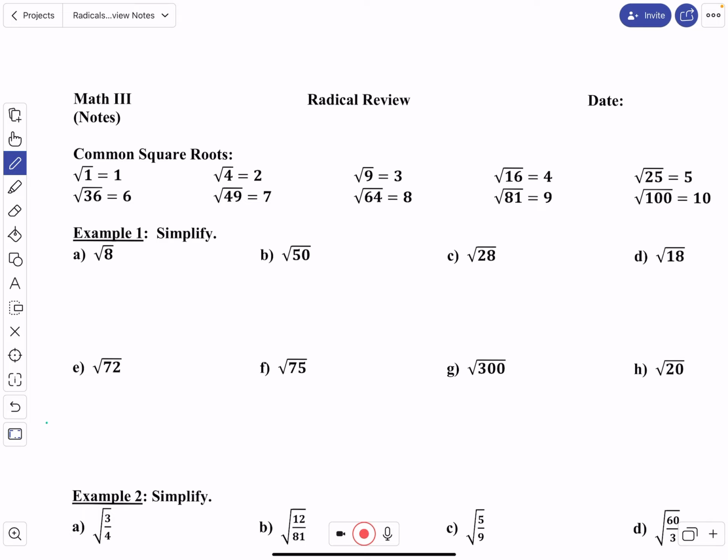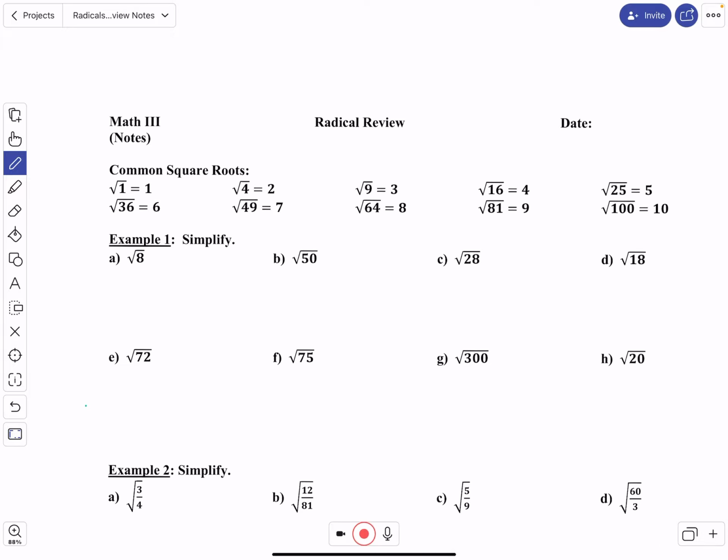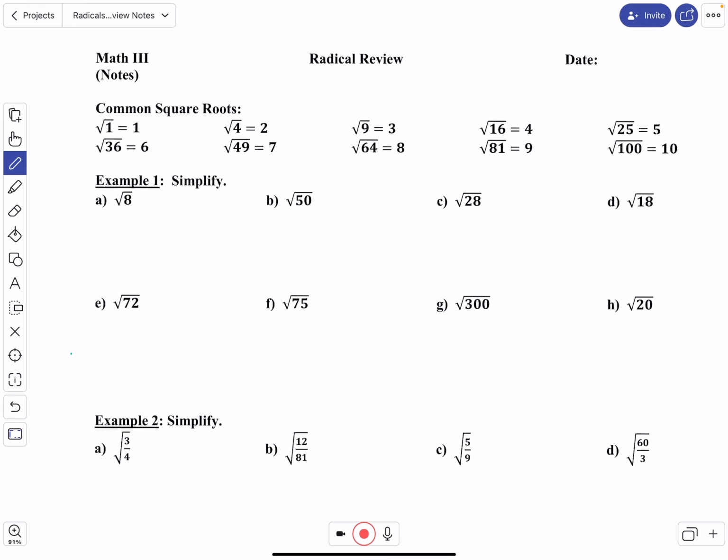So make sure that you can identify what your perfect squares are. Like 36, for example, is a perfect square. The square root of 36 is 6. We've got 1 through 10 on here, but it really helps to know 1 through 12. If you can identify these numbers, like 1, 4, 9, 16, 25, and so on, as being perfect squares, this will really, really help you with simplifying radicals, okay?